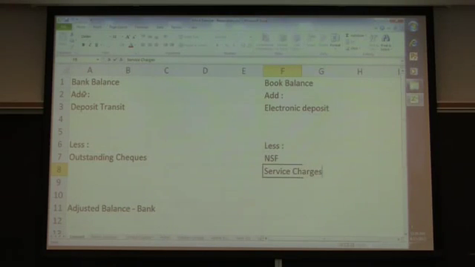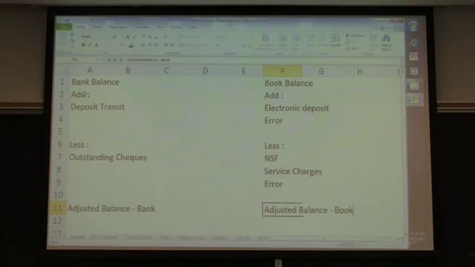And potentially there could be some error that was recorded wrongly in the book that needs to be adjusted as well. So the error can actually go either way. It can be increasing the cash in the book or decreasing the cash in the book. And then you come up with the adjusted balance from the book side. So if you take a look at those, at the end of the day, they should both be balancing out. And in this case, we have reconciled the bank reconciliation.